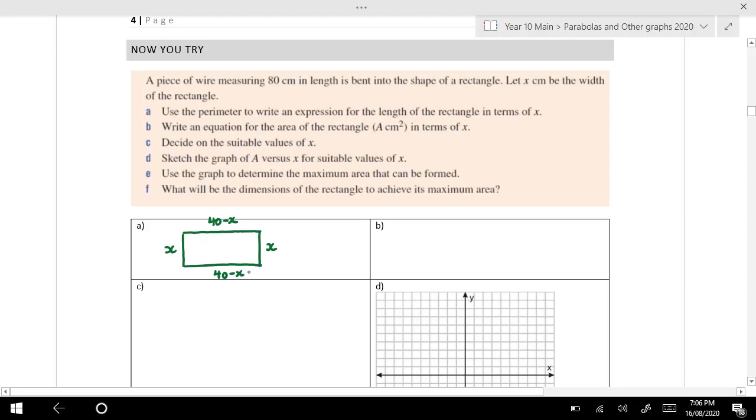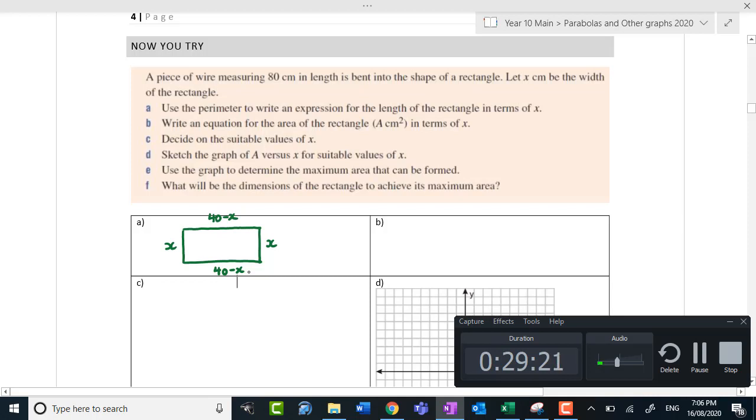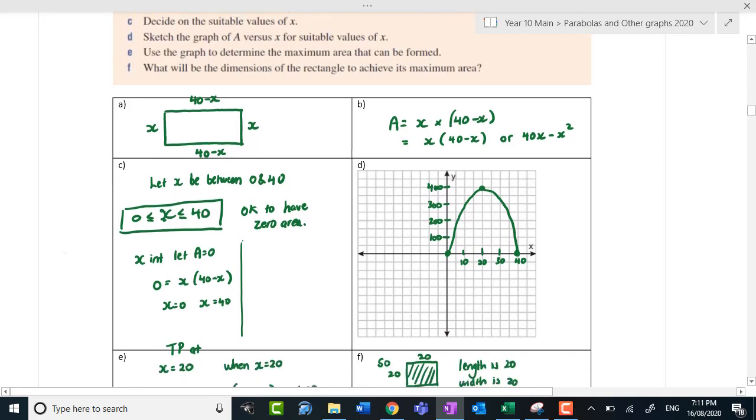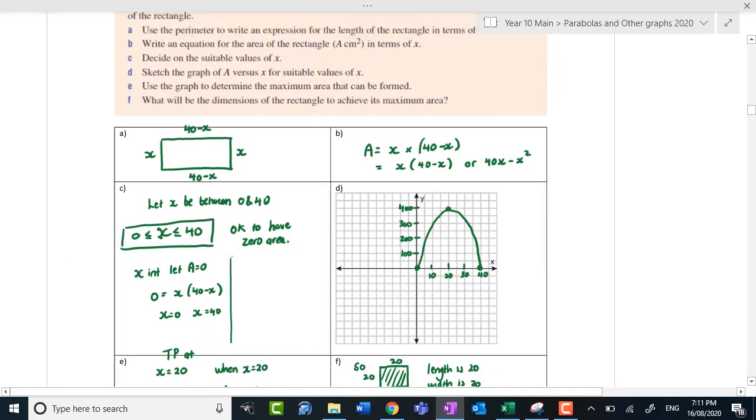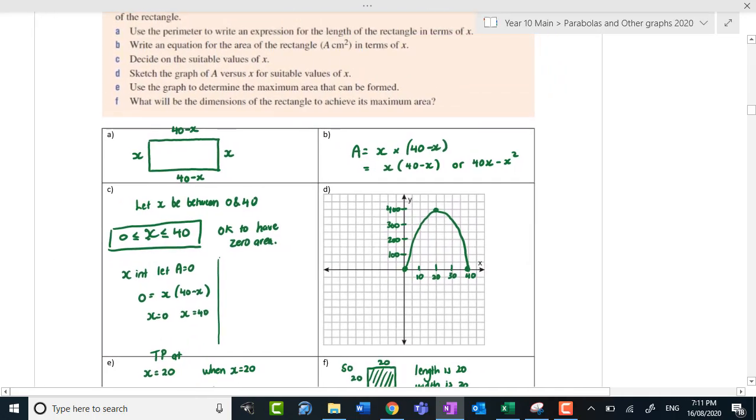So I'm going to pause this again, and when you look up, it'll be the solution. So hopefully you've given this a go. All right, so I've sort of done this one with you. So you can see there that we have the area is the width times the length, which is x times 40 minus x.